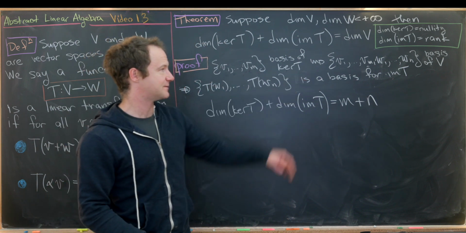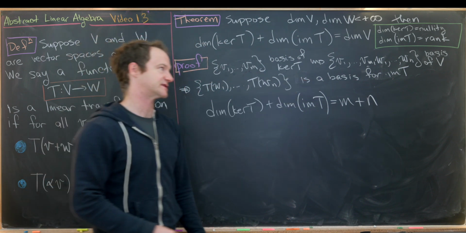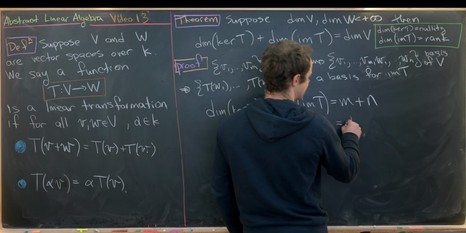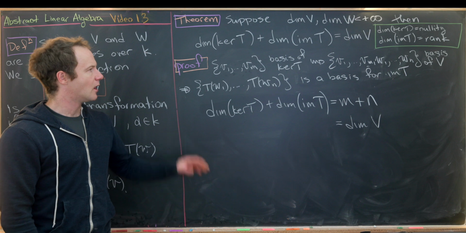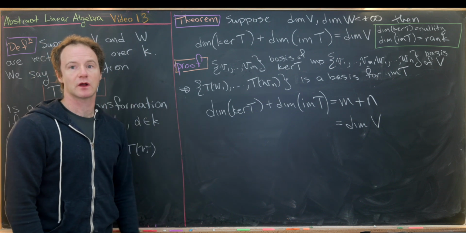But V has a basis of m plus n vectors. That means m plus n is the dimension of V. And so that allows us to finish this proof. Okay, so let's get rid of this and we'll look at some quick corollaries.